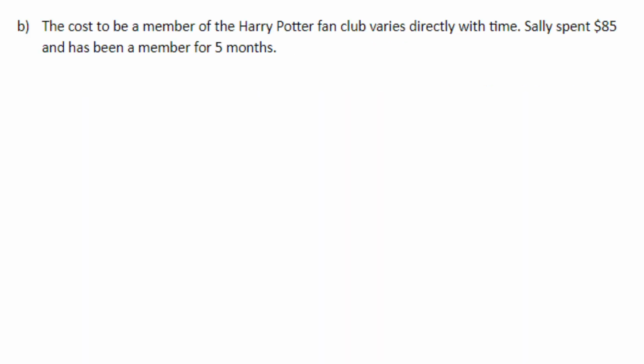The second scenario deals with someone named Sally. And the cost to be a member of the Harry Potter fan club varies directly with time. Now, our protagonist, Sally, spent $85 and has been a member for 5 months. So, cost is our dependent variable, y, and time is our independent variable, x.